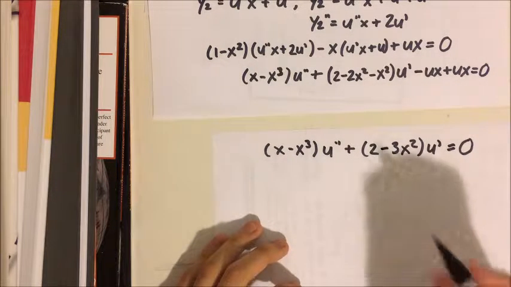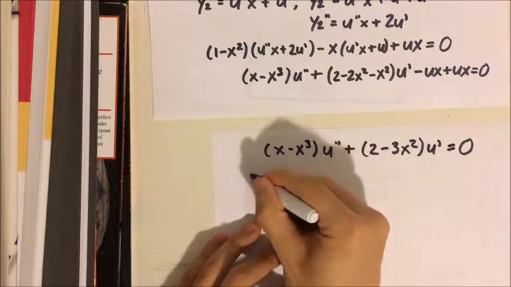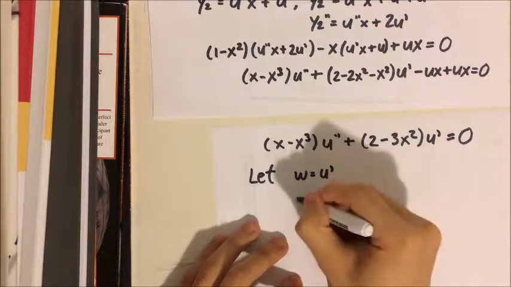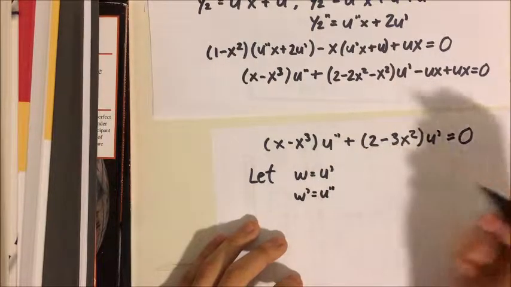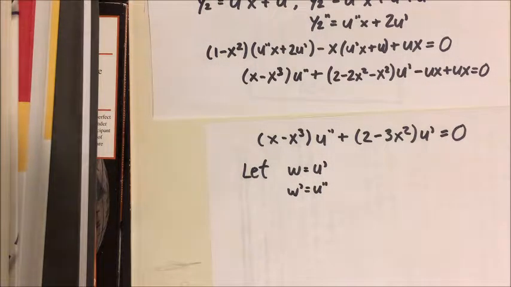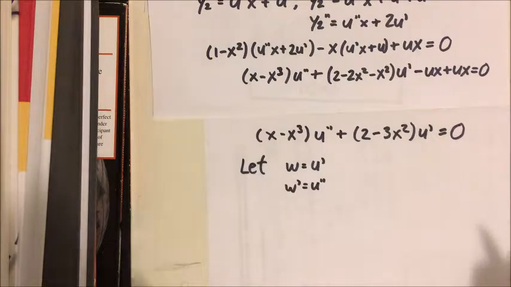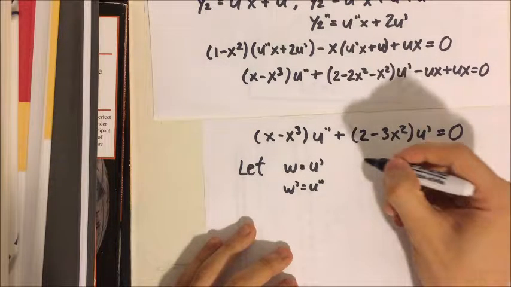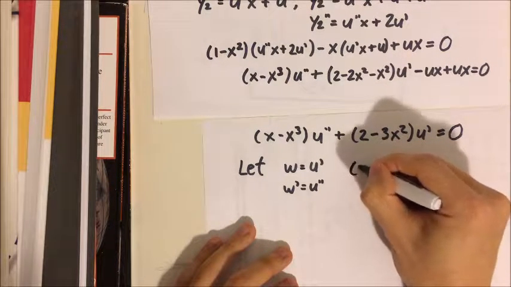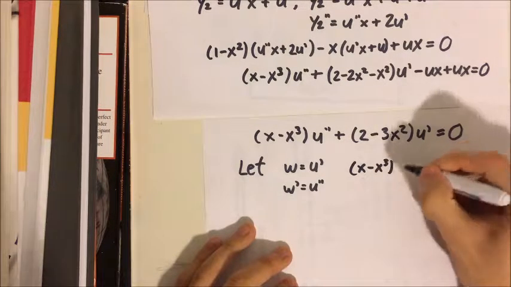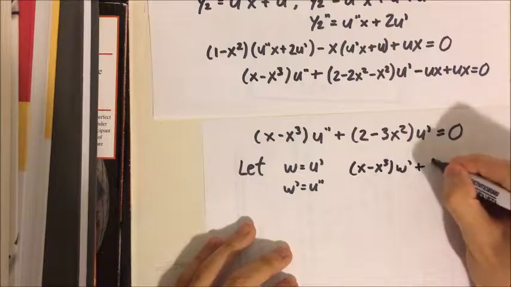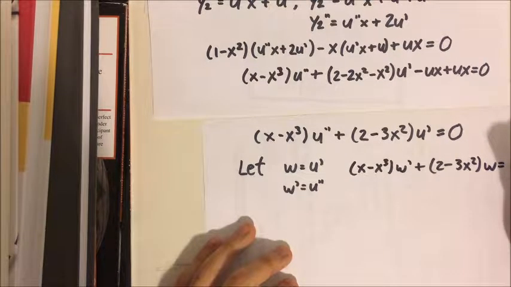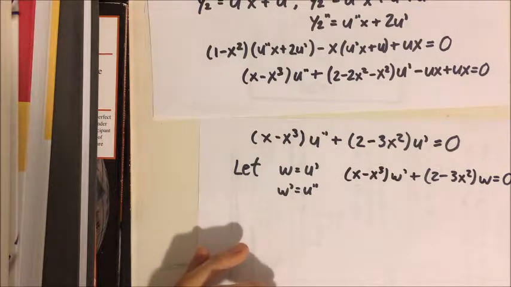And now we're going to make a substitution. We have u double prime and u prime, so let's let w equal u prime, and then w prime is going to be u double prime. So you can see that this is where we get the name reduction of order. We make the substitution, which gives us a first order differential equation. So we take the second order and bring it down into a first order. So we have x minus x cubed w prime plus 2 minus 3x squared w is equal to 0. So how do we solve this?